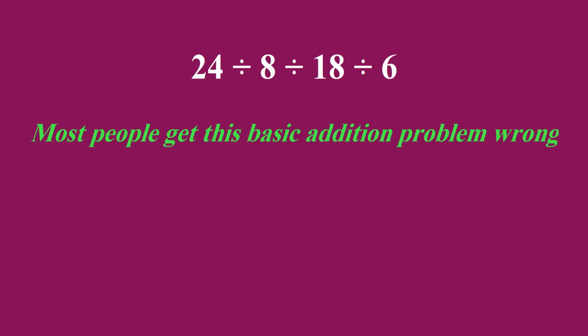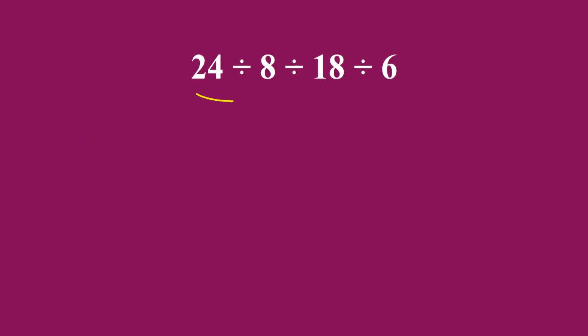In this creator video, 24 divided by 8 equals 3 and 18 divided by 6 equals 3. Now we have this problem: 3 divided by 3 equals 1. But this answer is not correct because according to the order of operations we must do this division, then this division, and at last this division.